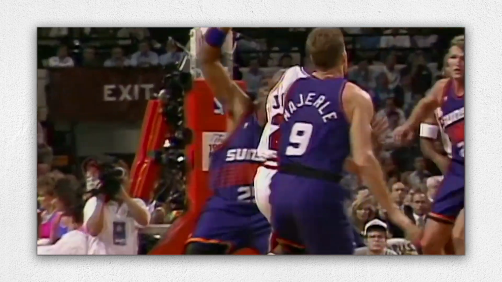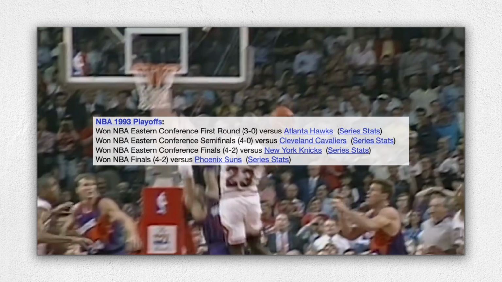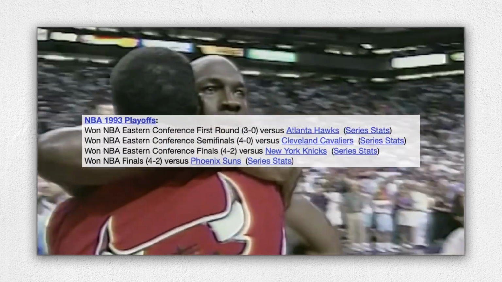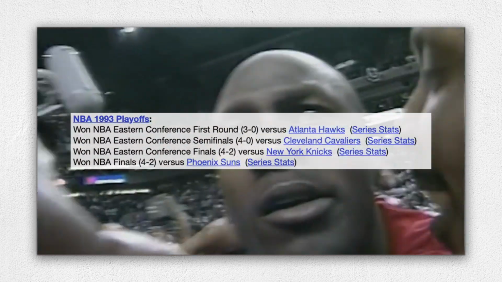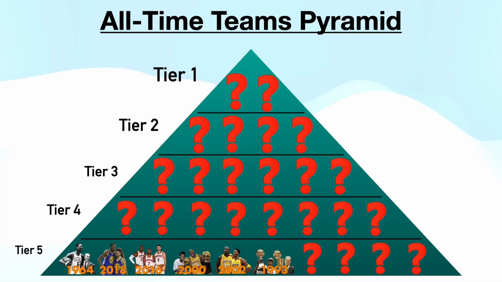They had a regular season record of 57-25 where they swept the Hawks in the first round, swept the Cavs in the second round, beat the Ewing-led Knicks in 6 games, and beat the Charles Barkley Suns in 6 games in the finals. The next team we have on here is the 1979 and 80 Lakers.